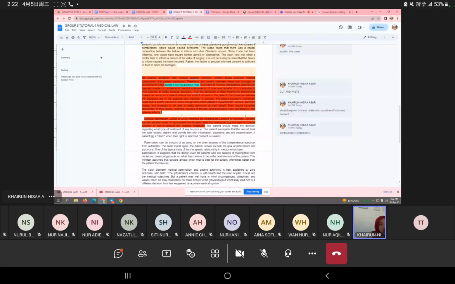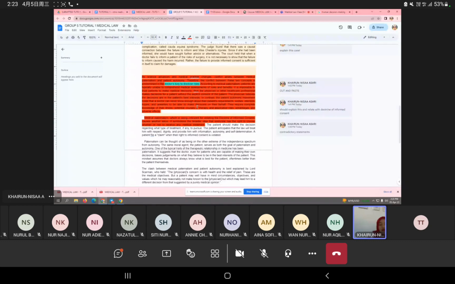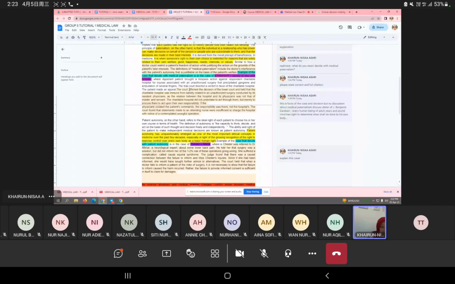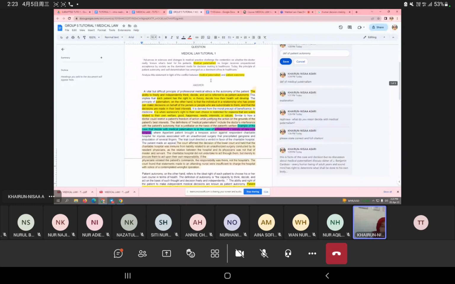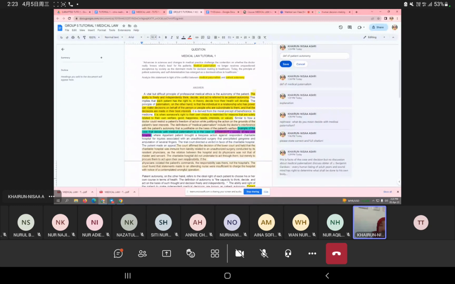I prefer simple language. You answer it short and sweet. You go straight to the point. You don't have to talk about all these things. If you wanted to talk about medical paternalism and patient's autonomy, then obviously we are talking about the existence of the doctrine of informed consent, the doctor's duty to disclose risk. So just simply explain this.